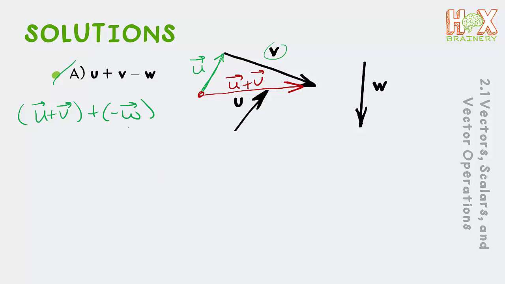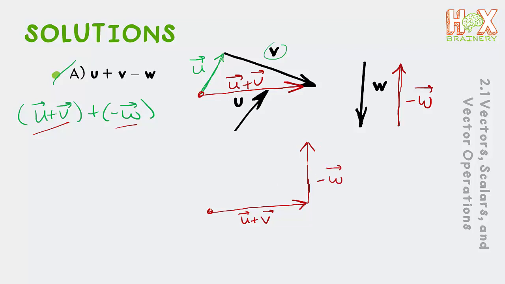Then I need negative w. Negative w is just going to change the direction, making it point in the opposite direction. So that's negative w. Now I have this and I have this, so I have to sum them. I'm going to move u plus v down here, and then add to it negative w in head-to-tail fashion. Then I'm going to connect the tail of u plus v with the head of negative w to get the resultant vector u plus v minus w. So that's this line right there, that's the result.